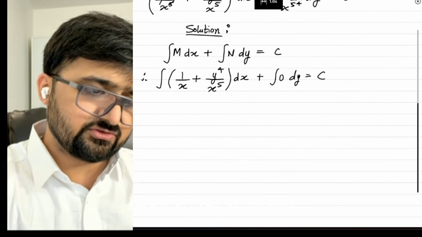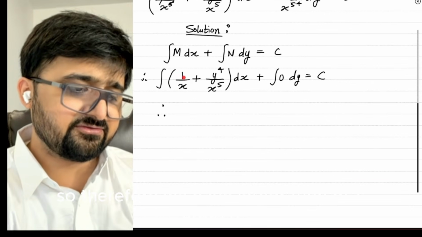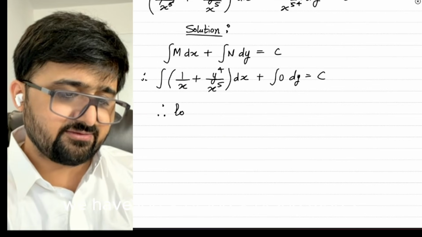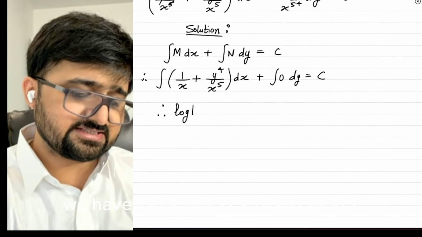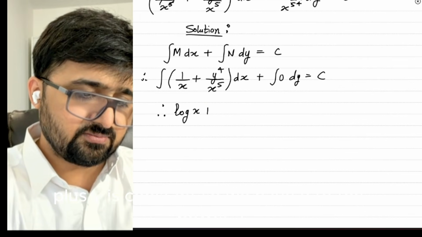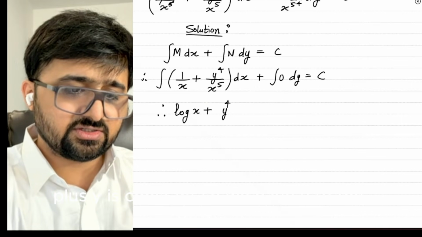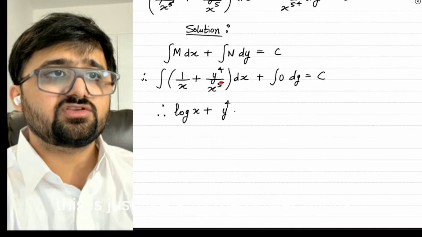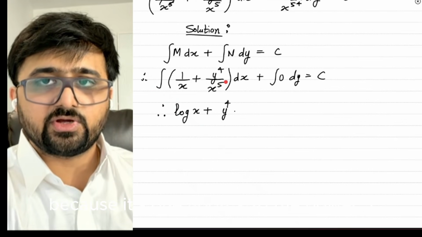So far so good. So therefore we have integration of 1 upon x. We have log x or log mod x, whatever. Let's try log x plus y is constant. So we have y to the power 4. This is just like x to the power minus 5 because it's 1 upon x to the power 5.